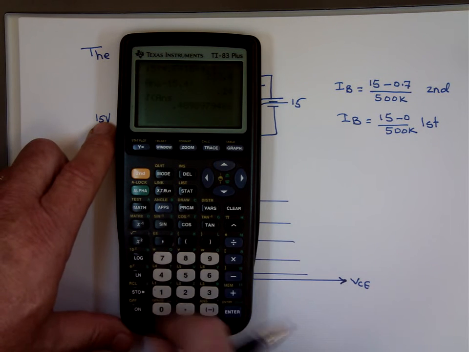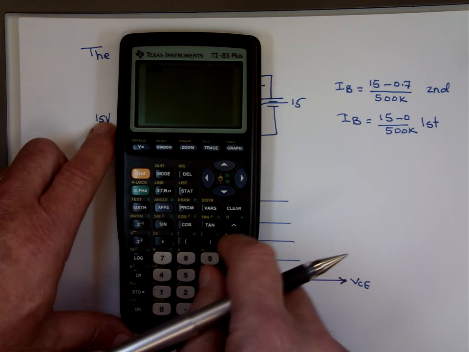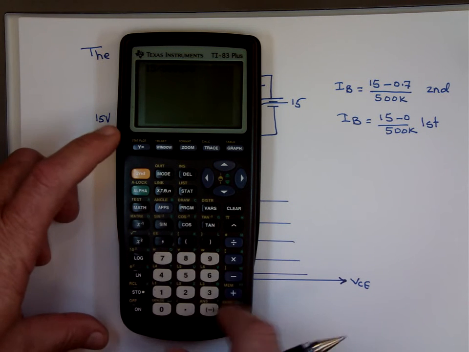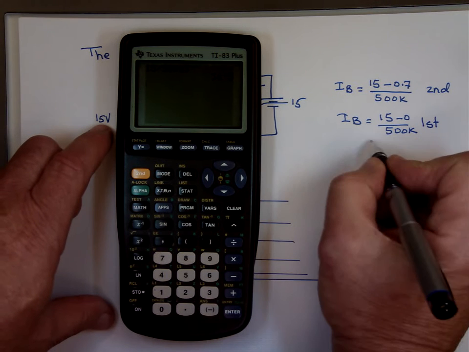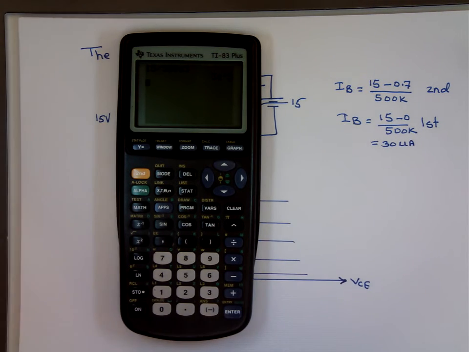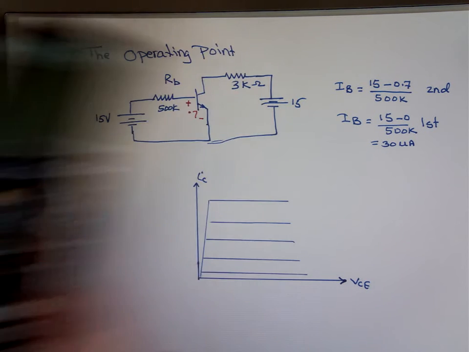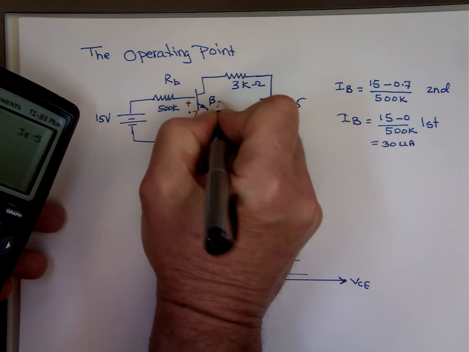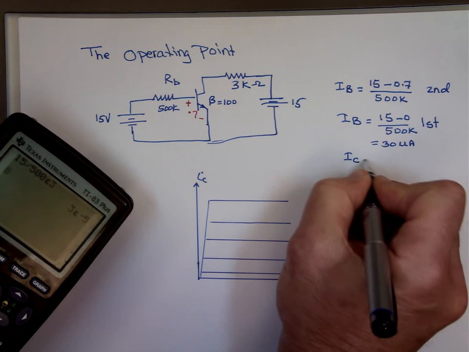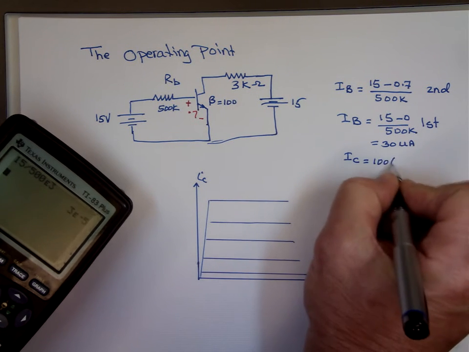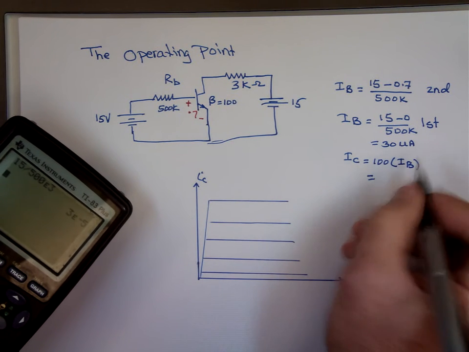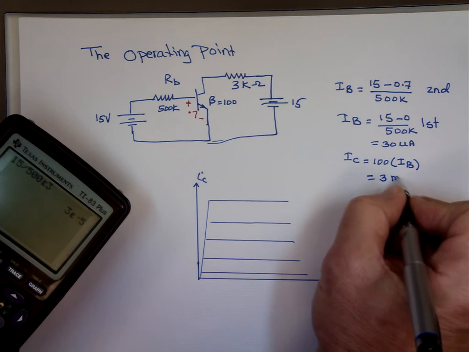15 divided by 500K, e to the third. And it's 30 microamps, not milli. And if we assume this transistor has a beta of 100, that means I sub C is going to be 100 times I sub B. And 100 times 30 micro is 3 milliamp.